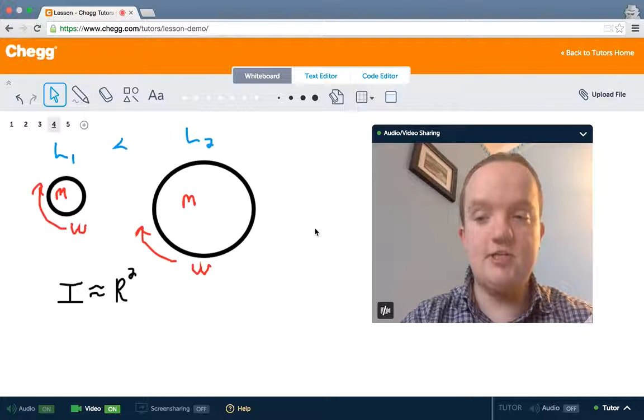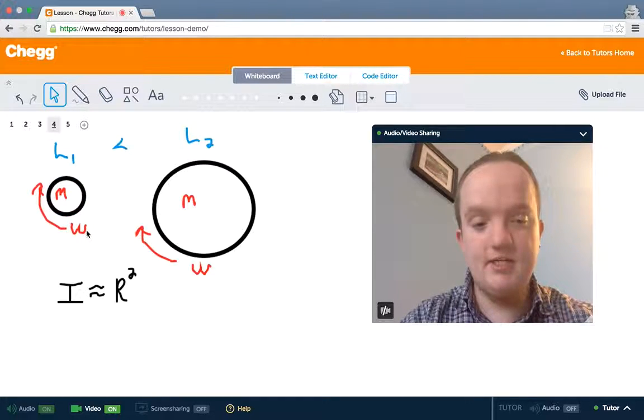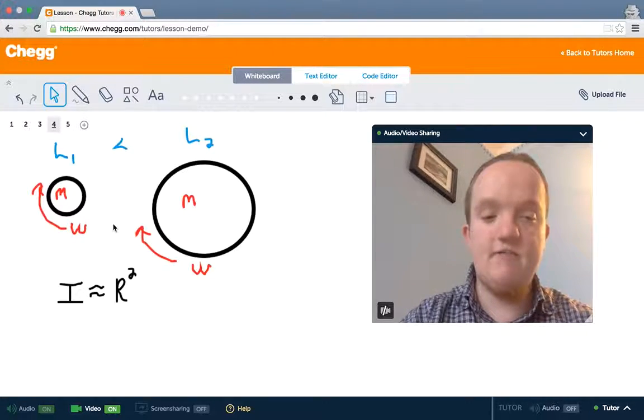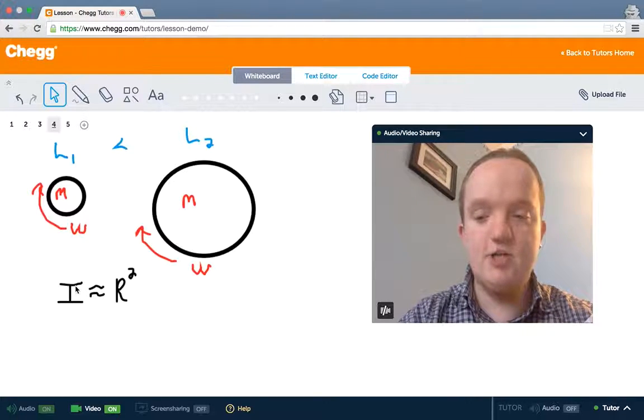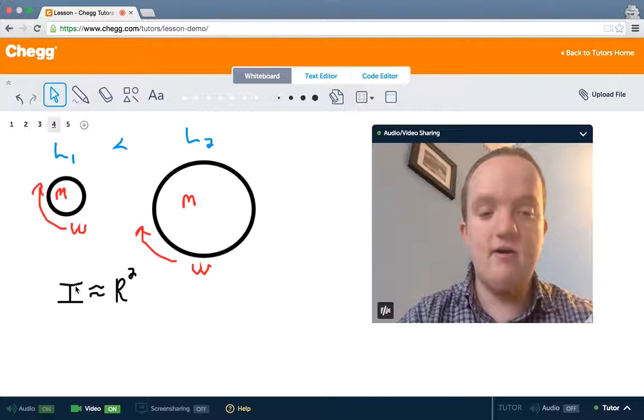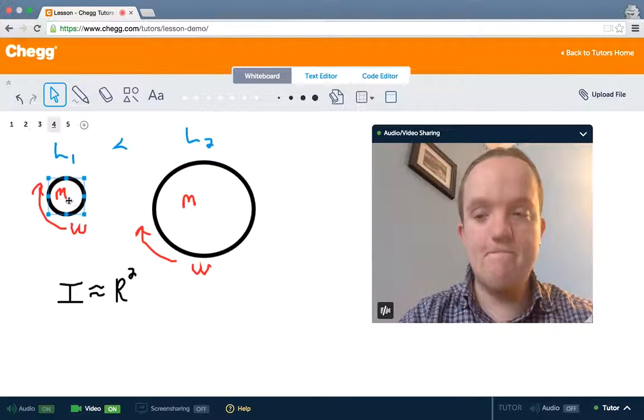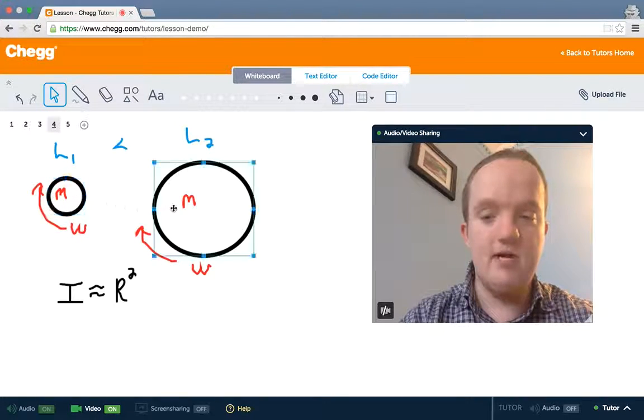Now, if this was just linear momentum and these were moving in a straight line, mass is the same, velocity is the same, so we'd have the same linear momentum. But it's a little different when we're considering angular momentum, because the moment of inertia doesn't just depend on how much the mass is, but also where the mass is spread out. The mass is spread out over a smaller area in this one. It's spread out over a much larger area in the second disk here.